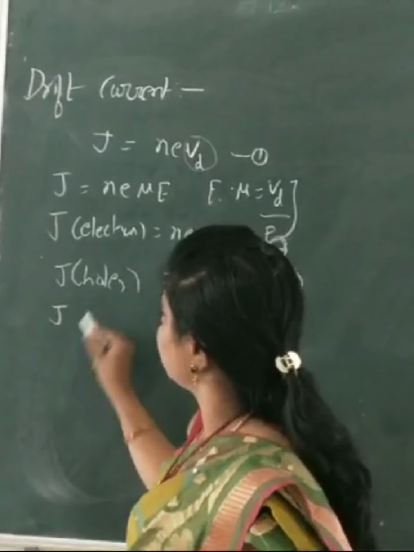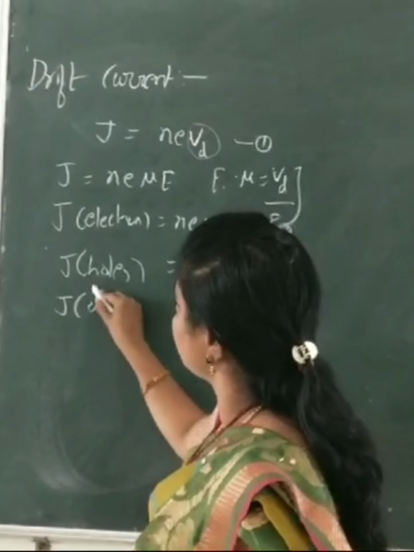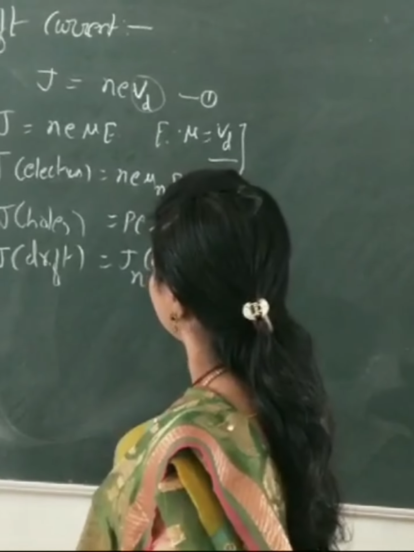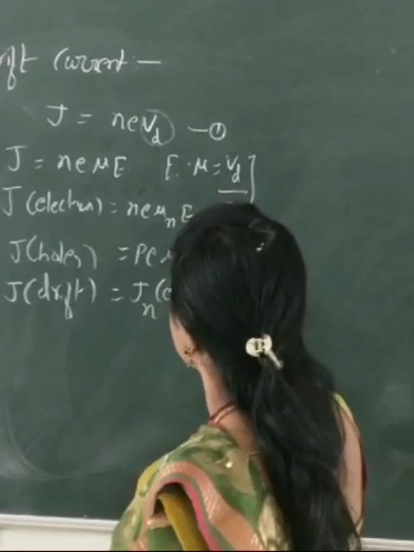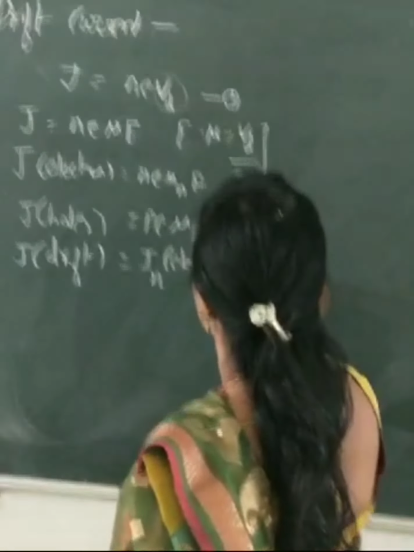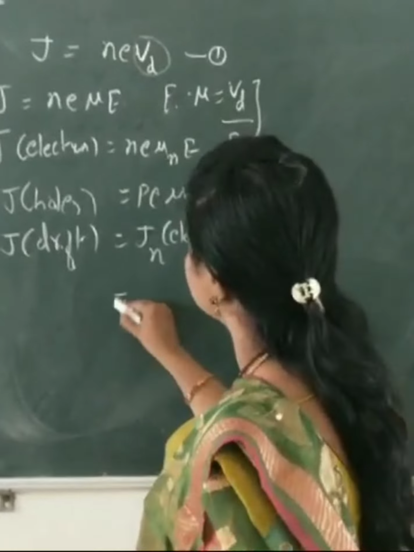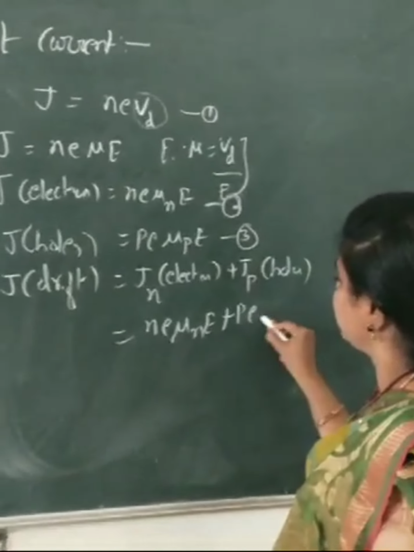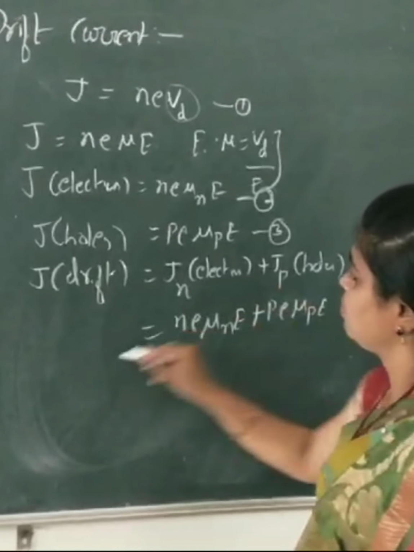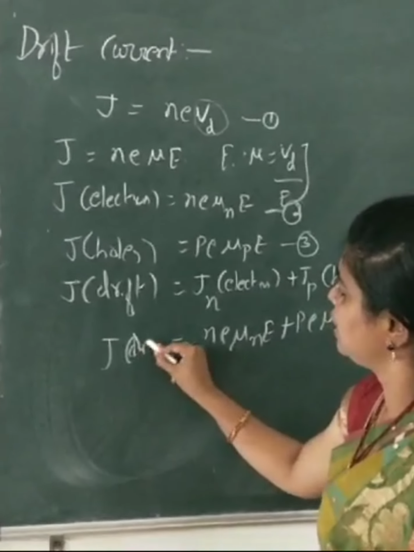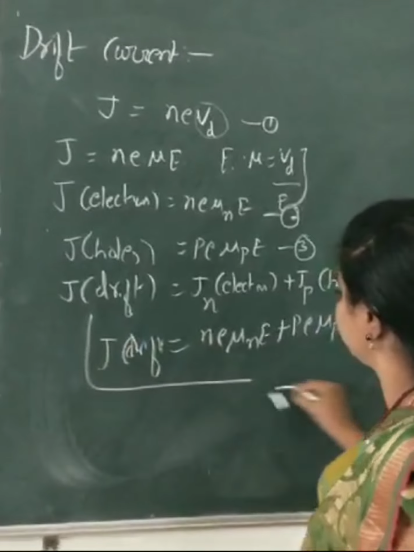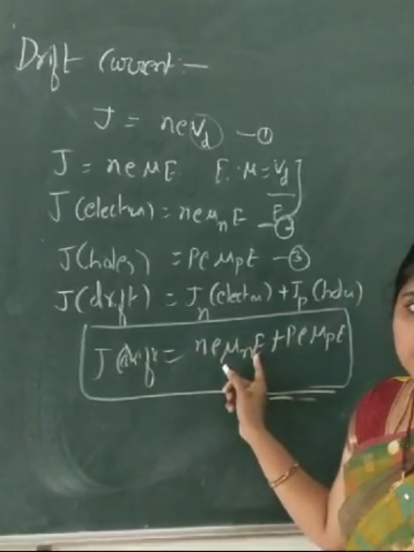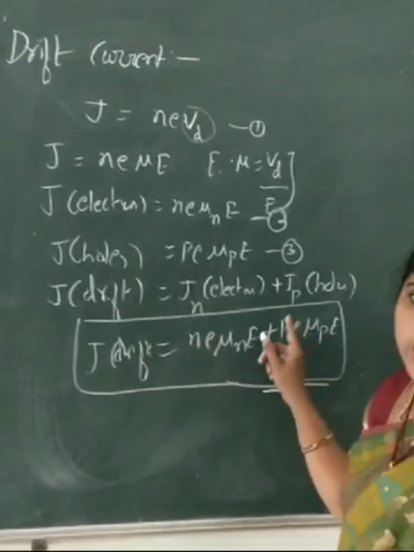Therefore, the total current density, J of drift, equals J of electrons plus J of holes. That equals n e mu n E plus p e mu p E. So this is the formula for drift current: J of drift equals n e mu n E plus p e mu p E.